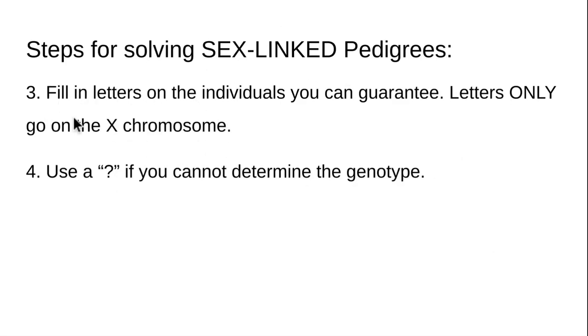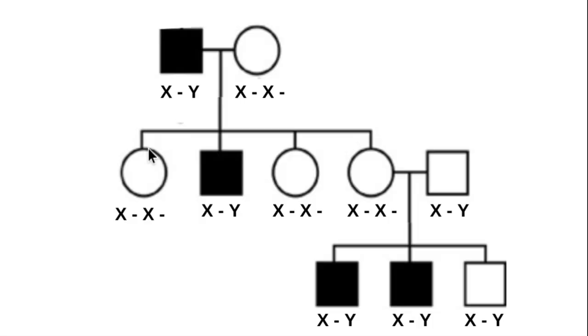So then same as the previous problems, we're going to fill in the letters on the individuals we can guarantee. They go on the X chromosome. And if we can't figure it out, we're going to use a question mark. So let's take a look here. First thing I notice is that these guys are shaded. They have to have only lowercase letters. So I'm going to fill in these guys with lowercase letters. And I'm just going to use an A. You can use whatever letter you want. The unshaded ones we know have to be normal, so they have to have at least 1 capital letter. So I'm going to fill in all of them with 1 capital letter. Now for my little blanks here, you can see I still have some that I don't know because we don't know if they're big A, or big A, little a. So these are the ones I have left.